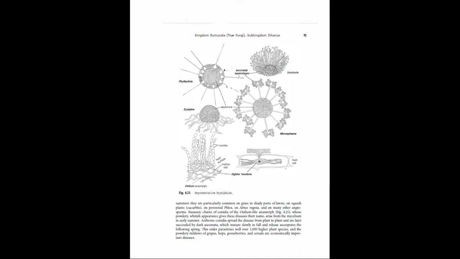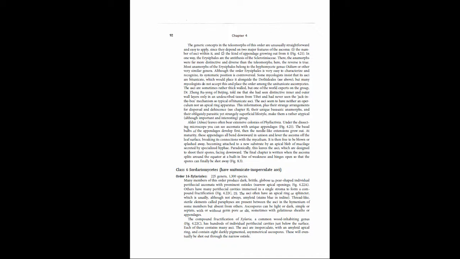Basipetal chains of conidia of the Oidium-like anamorph, Fig 4.21, whose powdery, whitish appearance gives these diseases their name, arise from the mycelium in early summer. Airborne conidia spread the disease from plant to plant and are later succeeded by dark ascomata, which mature slowly in fall and release ascospores the following spring. This order parasitizes well over 1,000 higher plant species, and the powdery mildews of grapes, hops, gooseberries, and cereals are economically important diseases.